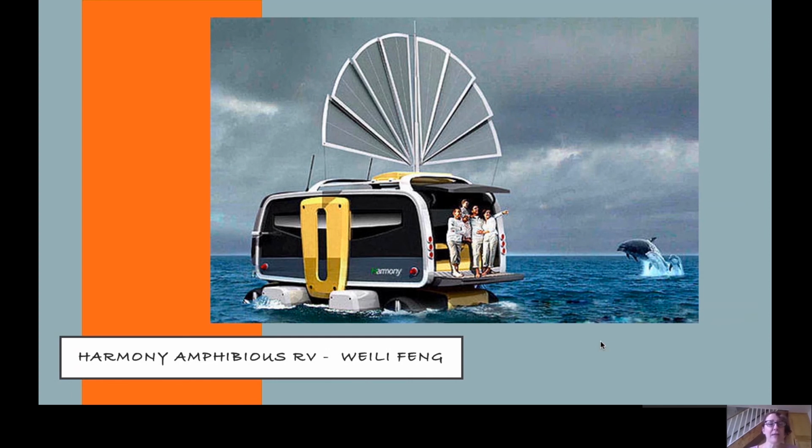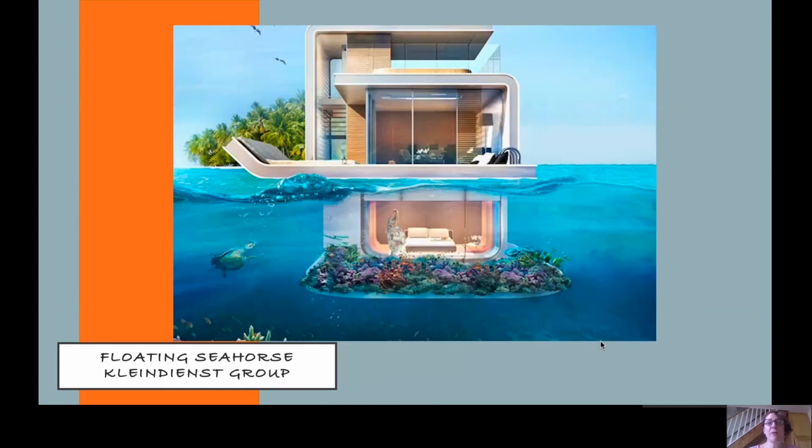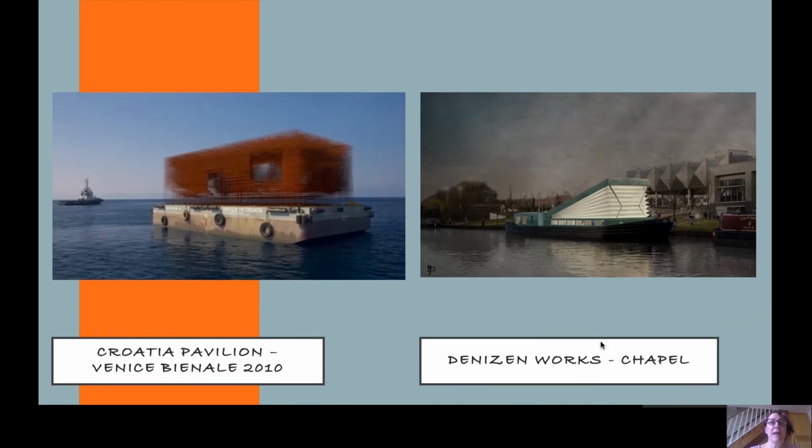And then the floating seahorse, Kleindienst group. You can see from the top, as if you were sitting on the surface, you wouldn't see what was going on underneath. That's quite an interesting idea in terms of a hidden version, something hidden within your traveling machine. Croatia pavilion on the left-hand side, very interesting, just really made out of steel mesh.